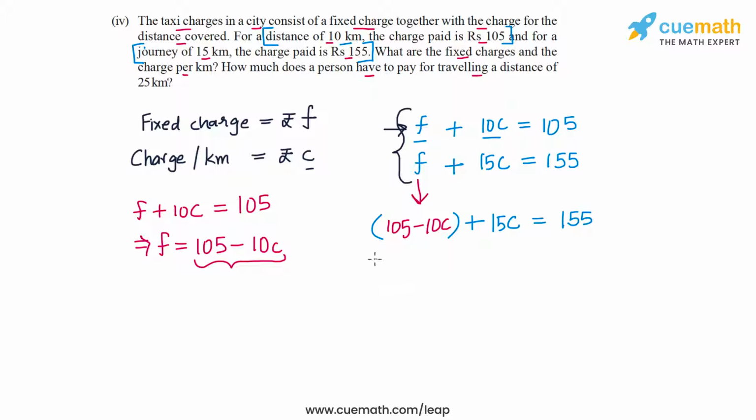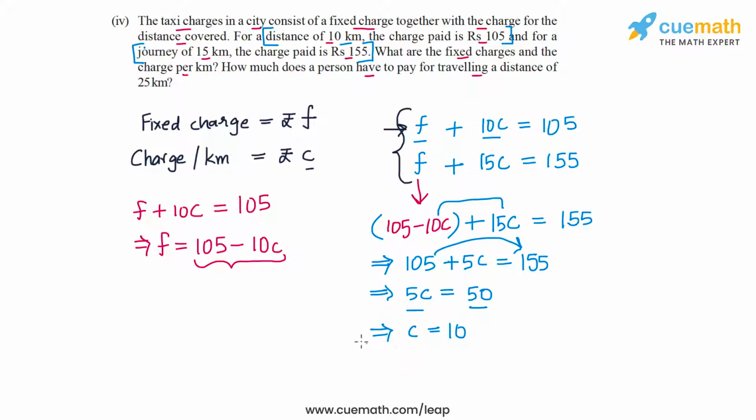So now this is an equation in c alone. So let's solve it and find the value of c. So we have 105 minus 10c plus 15c, so this is equal to plus 5c, and this is equal to 155. So now I can isolate 5c on the left side, take this 105 to the right side, subtract it from 155 to get 50 on the RHS. So 5c is equal to 50, which means that c is equal to 10. And from c equal to 10, I can now find the value of f. So f will be equal to 105 minus 10c, or 10 into 10. So this is 105 minus 100, which is equal to 5. So f is equal to 5 and c is equal to 10.